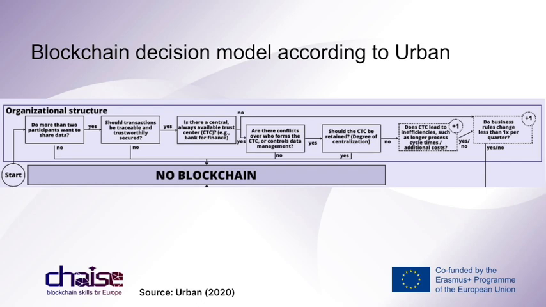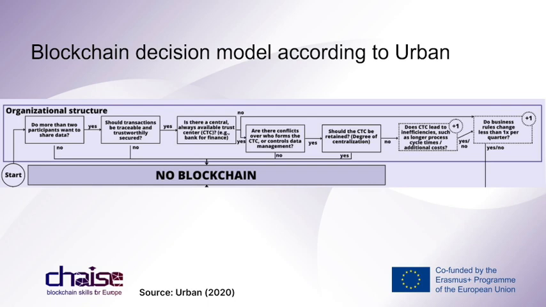Do more than two participants have to share data? Since blockchain functions as a network, and the manipulation security and the associated trust are only achieved through several local copies of the ledger, at least 3 participants are required. Should transactions be traceable and trustworthily secured?